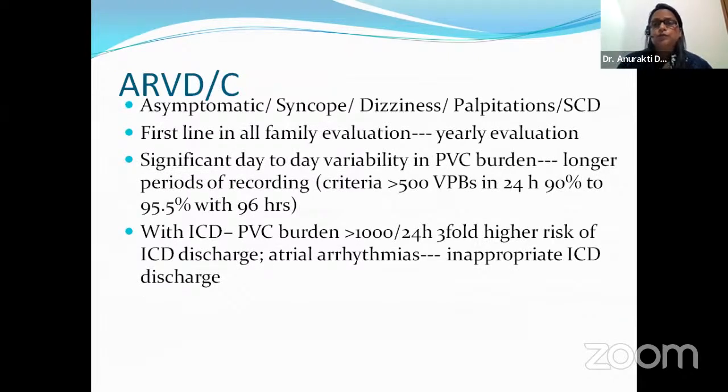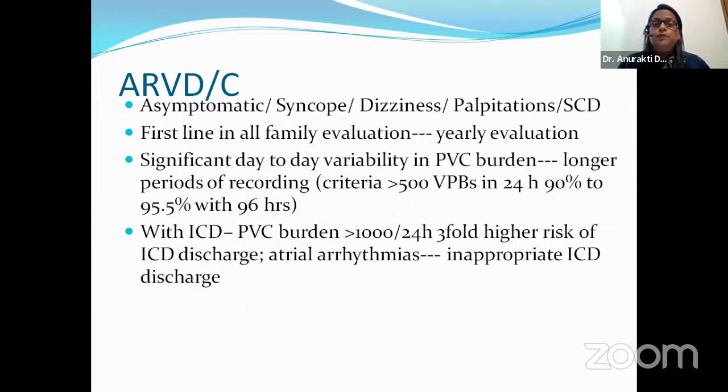Now, arrhythmogenic right ventricular dysplasia or cardiomyopathy, they present with a variety of symptoms, as you all know. They can even present with sudden cardiac death. But if they present with syncope or dizziness or palpitations, or an asymptomatic patient who is a family relative of a diagnosed patient, you have to do evaluation at least yearly. You have to do Holter to see the development of arrhythmias. Some of them have arrhythmias only after 25, 30, or 40 years of age. So you have to have a clear-cut demarcation for how long you're going to follow up this patient and how frequently.